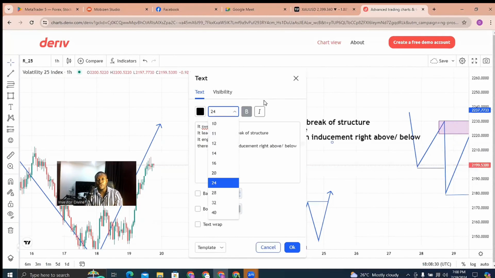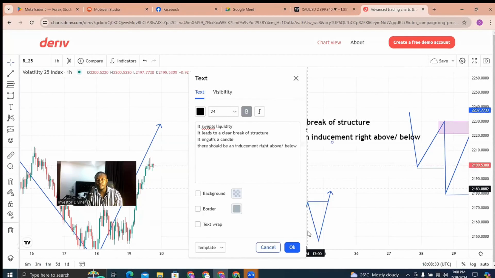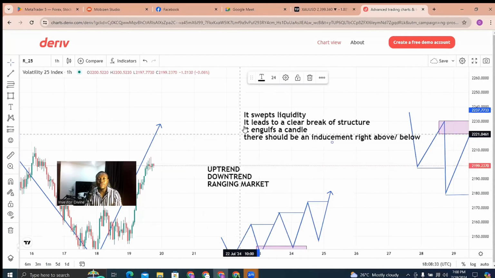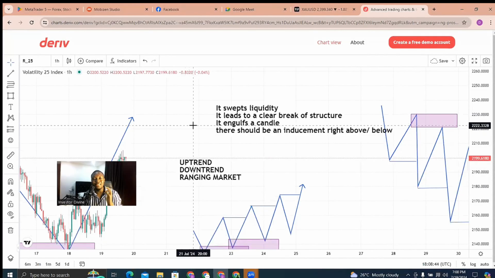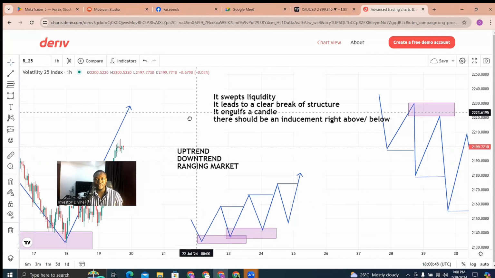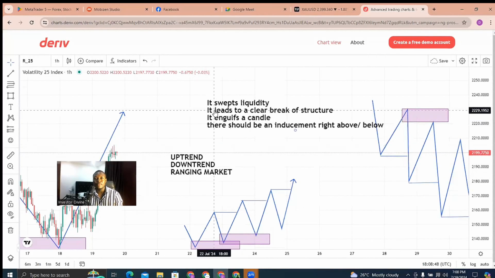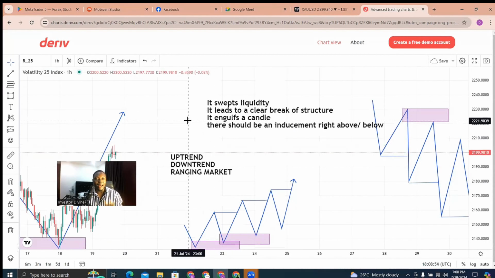Right above or below. So these are the four criteria I need to see before I enter any buy position or any sell position. Number one, my order block, I should see a liquidity sweep around that order block.